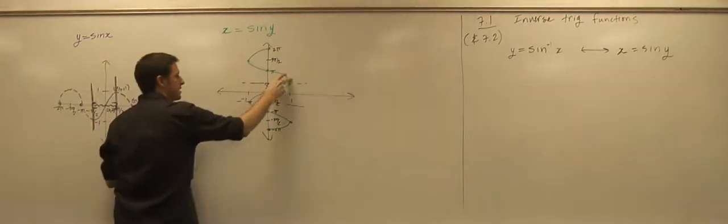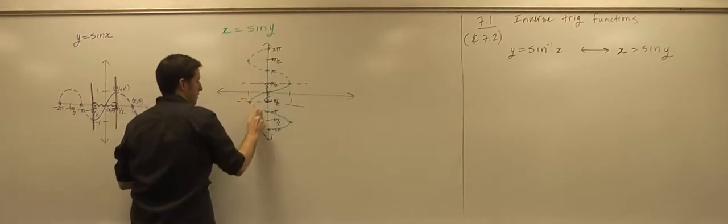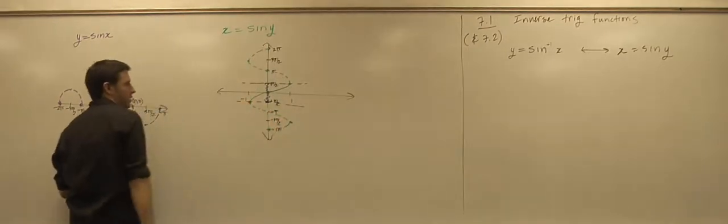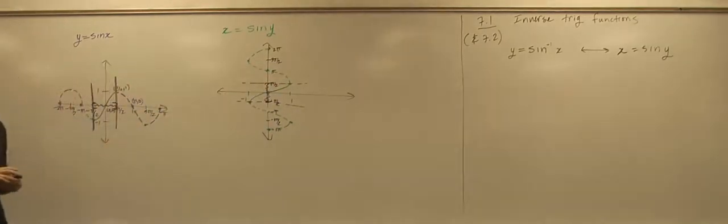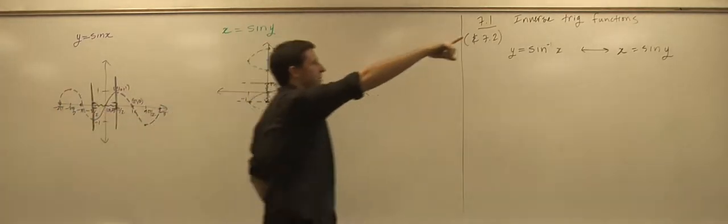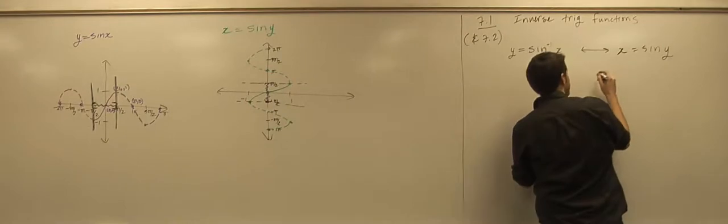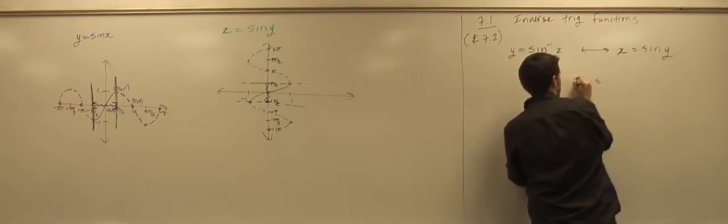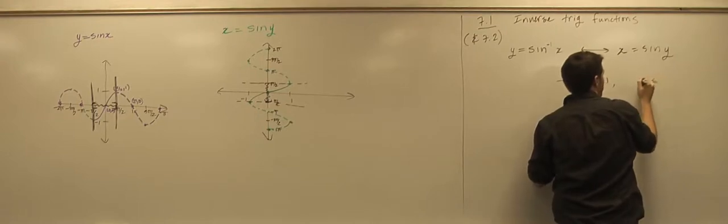Which means that basically this stuff is ignored when you're talking about sine inverse. And just focusing on this little slice, we have a function. And it will do everything we need it to do. Which is why in this definition it says, in this equation, we need x to be between negative 1 and 1, and y to be between negative pi over 2 and pi over 2.